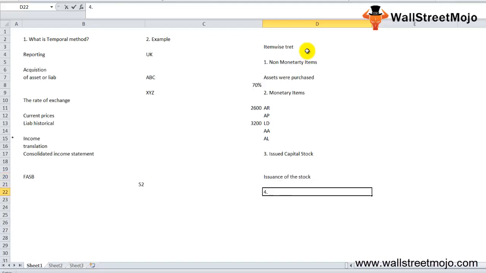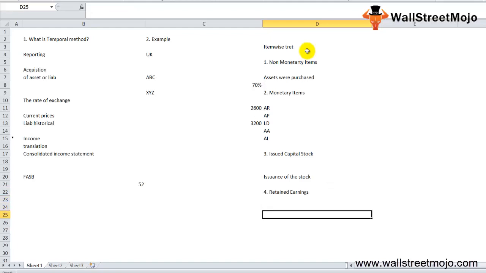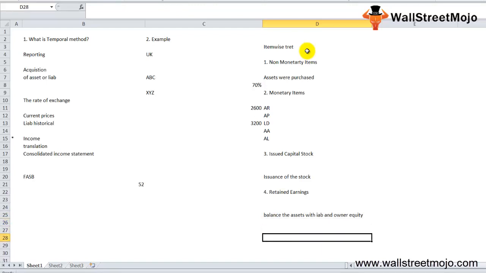Okay, fourth, we have the retained earnings. Retained earnings are not required to be translated. However, it could be used to balance the assets with liabilities and owner's equity on the balance sheet date.